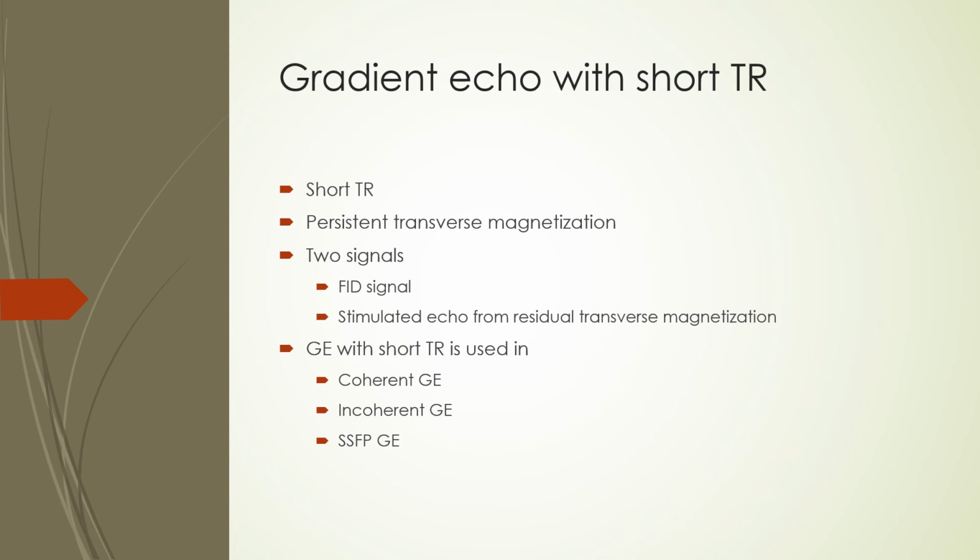When gradient echo is done with a short TR, the transverse magnetization does not fully dephase, leading to the production of two signals: the free induction decay signal produced from the RF pulse just applied, and the stimulated echo from residual transverse magnetization. These two signals are used to produce coherent, incoherent, or steady-state free precession gradient echo sequences in order to generate different contrast weighting schemes. We shall look at the various gradient echo sequences from the use of short TR next.